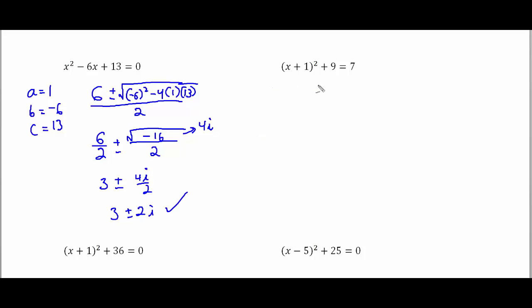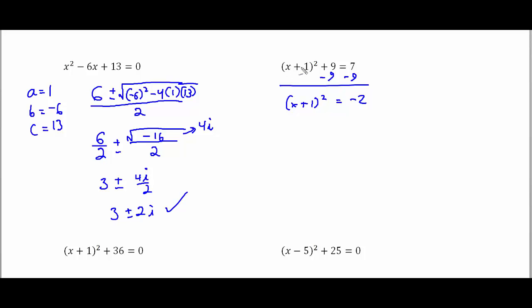In the third of these 6 examples, or sorry, the fourth of these 6 examples, you'll see that examples 4, 5, and 6 all look the same kind of format-wise. We are going to subtract the 9 from both sides and have x plus 1 quantity squared is equal to negative 2. And this is going to be when I take my square root.